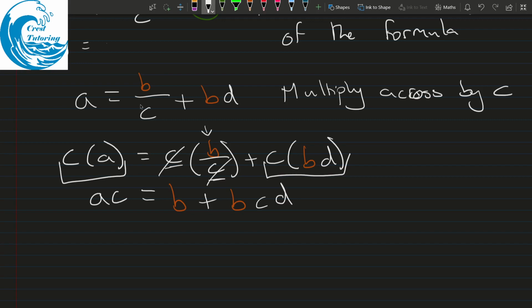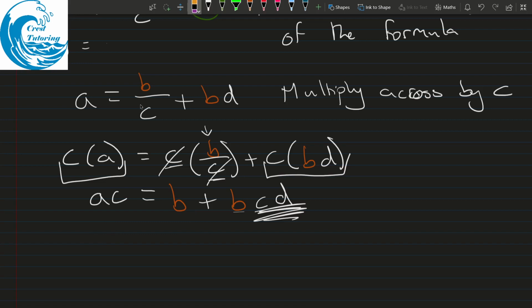Okay, next what we need to do, so this is the hardest step to spot, I suppose. We have two b's here, we can't add them together because of the cd. We can't get rid of the cd because it would just come down below here and below here. So we need to think of some other way.